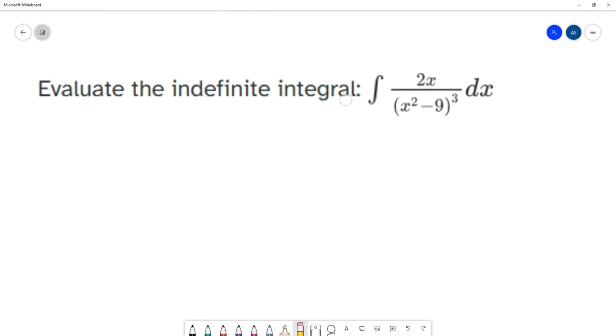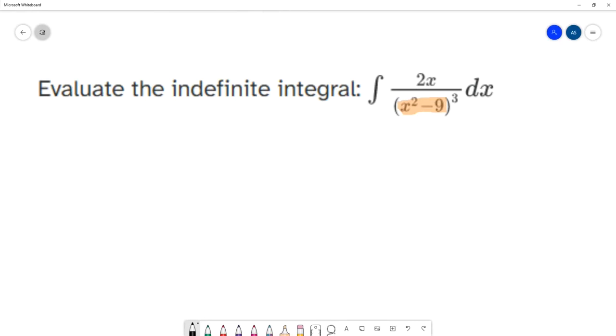Evaluate the indefinite integral, the integral of 2x over (x squared minus 9) cubed dx. On this question, I'm noticing that we have an expression inside the parentheses, and so we might need to use substitution to do this problem. That is a common way to use the substitution method: notice if you have something in the denominator, something inside a radical, or something inside of parentheses.